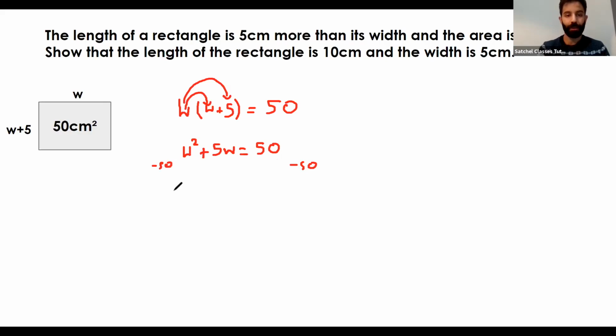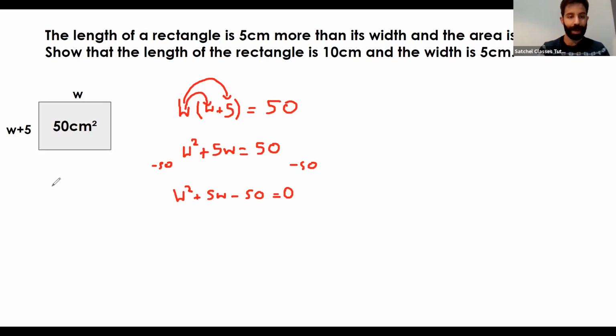And what we're going to end up with is w squared plus 5w minus 50 is equal to 0. Now we have a quadratic equation, and now we just need to solve to find the value of w.